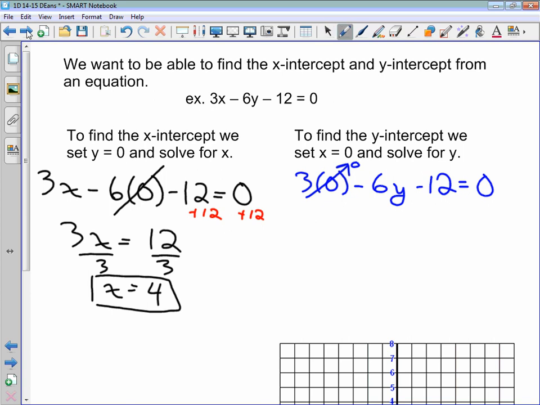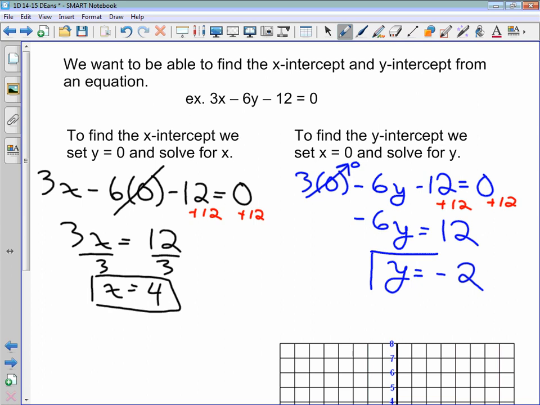Again, I can add 12 to this side, add 12 to this side to move that 12 over to the other side, and I'll have negative 6y equals 12. What's my value of y going to be here if negative 6y equals 12? Chris? Negative 2. So there is my y-intercept. Okay. Y equals negative 2.